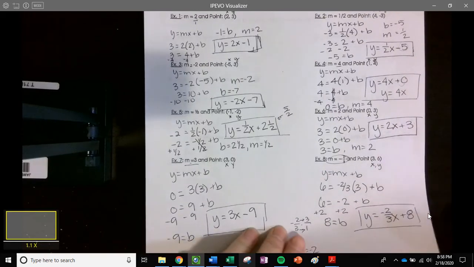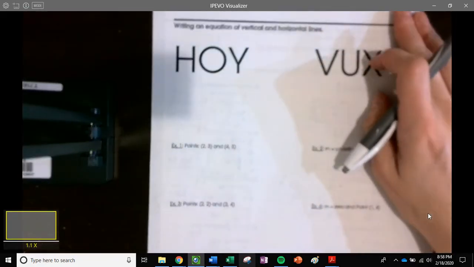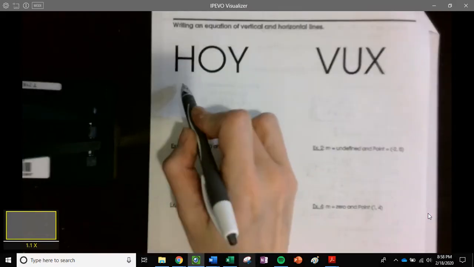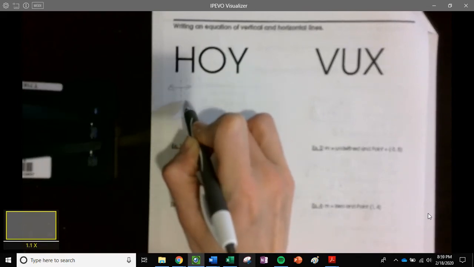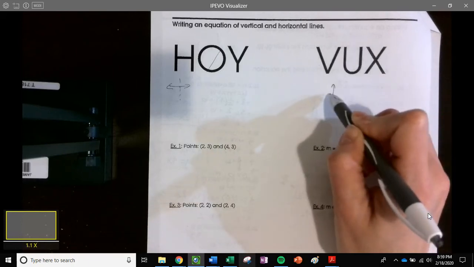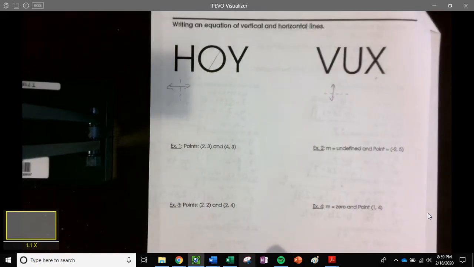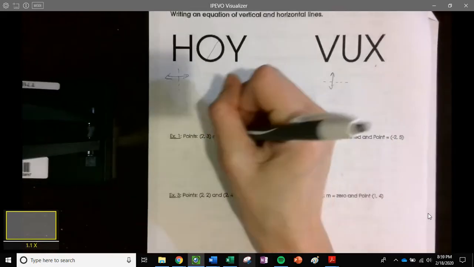All right. So let's talk about horizontal and vertical lines and writing their equations. We already know that for horizontal and vertical lines, we use special cases. If the line that you are given on a graph is horizontal, then you know it is passing through the y-axis, and it's got a slope of 0. If the line that you're looking at is vertical, then you know that it's passing through the x-axis, and it's an undefined slope.